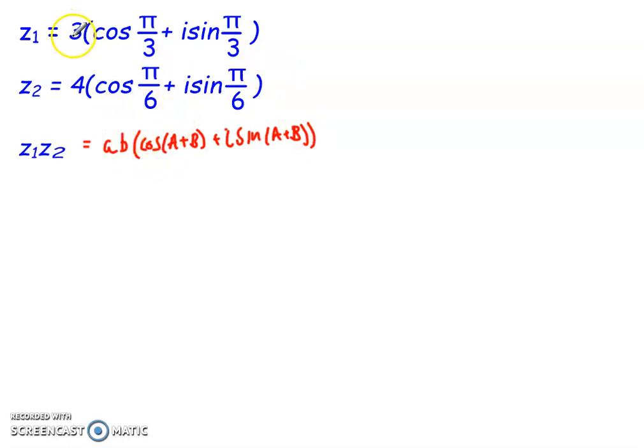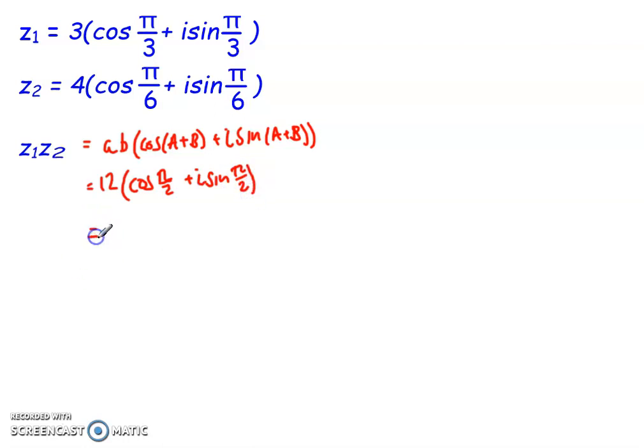So little a is with the Z1, little b is with the Z2, so it's 3 times 4, so that's 12, and then it's cos of A plus B, so pi over 3 plus pi over 6, that gives me 3 pi over 6, which is pi by 2. So that's then times cos of pi over 2 plus I sine pi over 2.